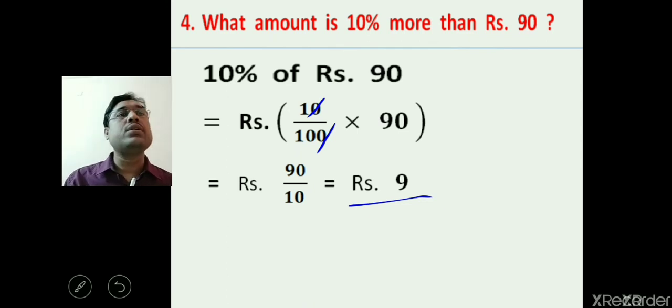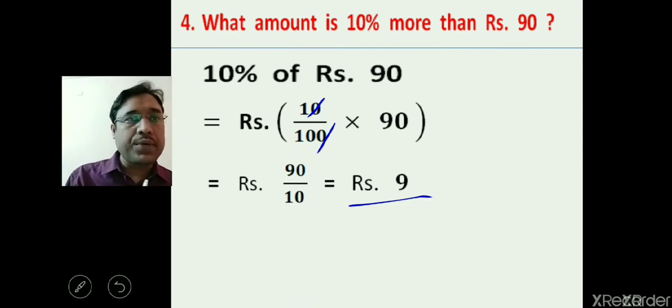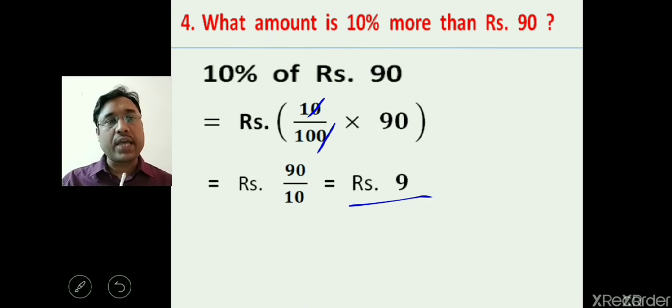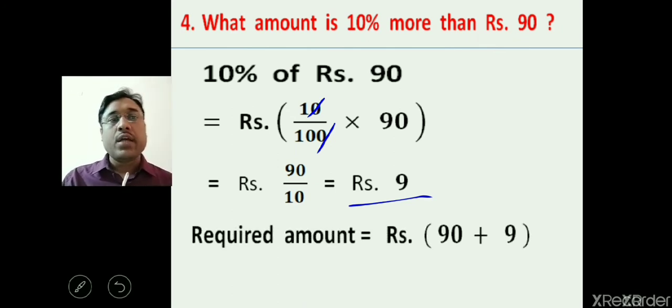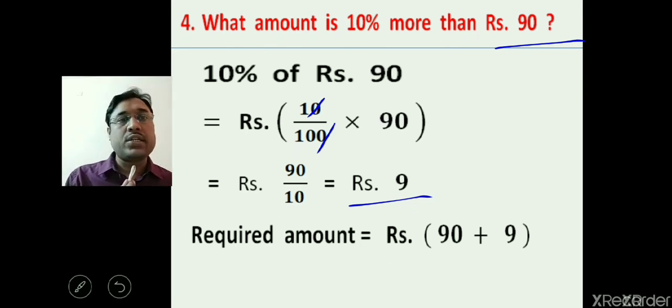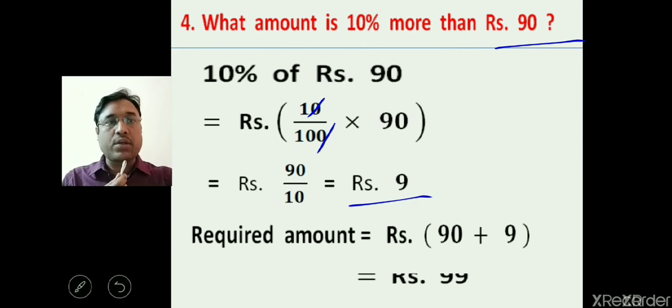Now you have to increase the original rupees 90 by rupees 9. So you will write that required amount is 90 plus 9, because you have to increase the present available number, that means original number, by 10%. So 10% first you have found that 10% is 9. So 90 plus 9 means you will write that 99. Required amount is 99.